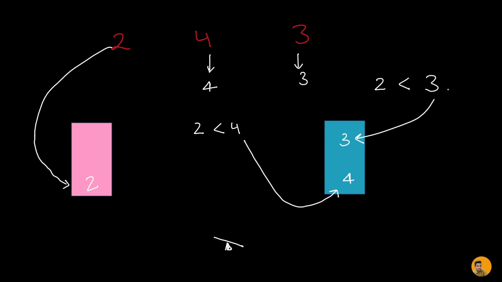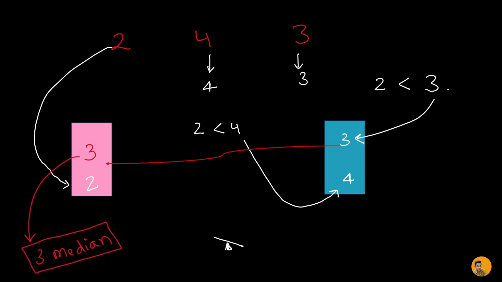So we are going to transfer this, the minimum value, from the blue half to the white half to balance. Now 3 is our median, and at this point of time, if you look, our graph is something like this. Here is 2, here is 3, and here is 4. This part is the pink section, and this part is the blue section.